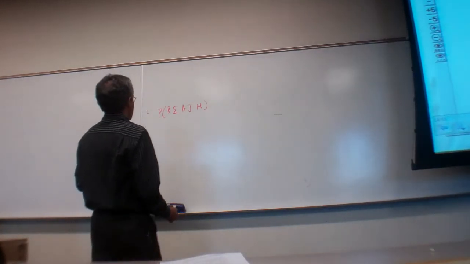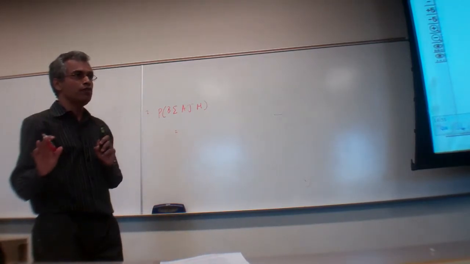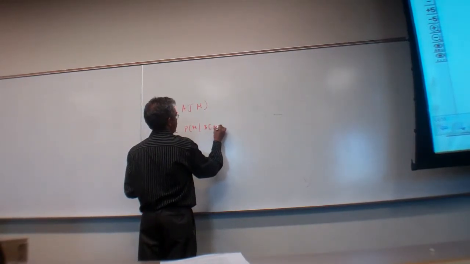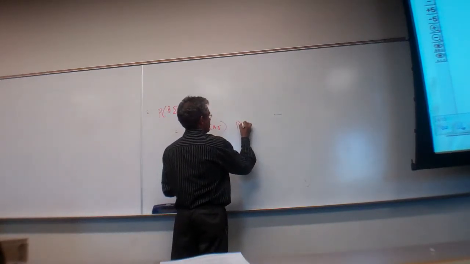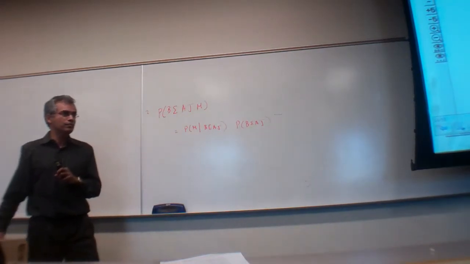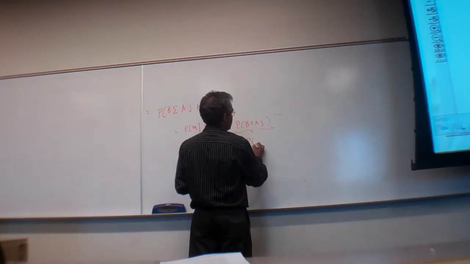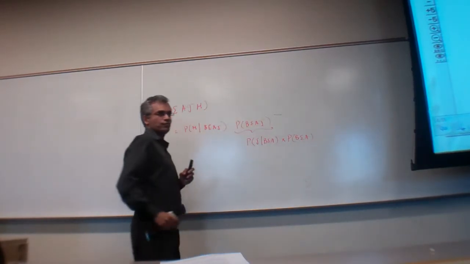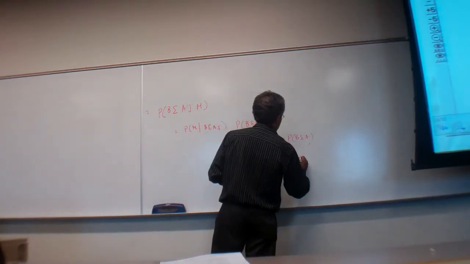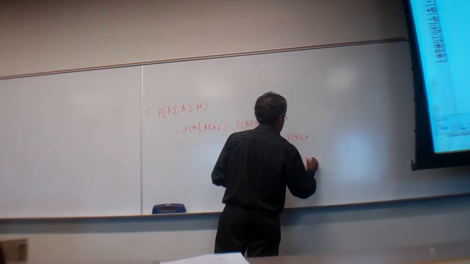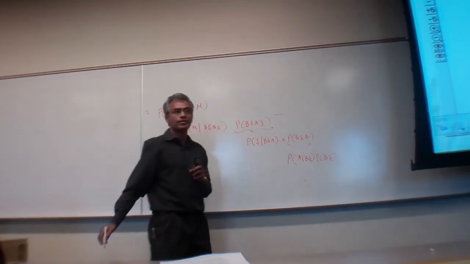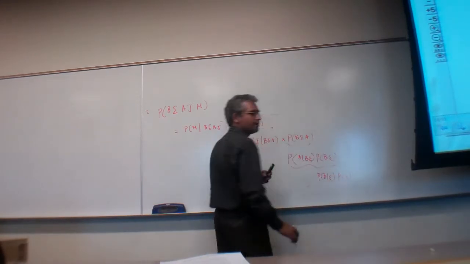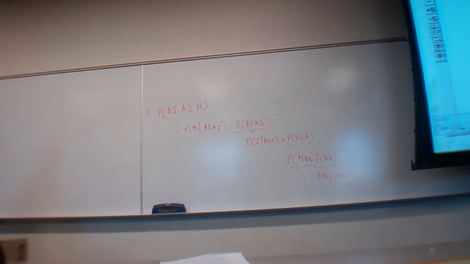Okay? Right? I can write this using just the chain rule as P(M given B, E, A, J) times P(B, E, A, J), which I will write as P(J given B, E, A) times P(B, E, A), which then I will write as P(A given B, E), you're catching on, times P(B, E), which I will write as P(B given E) times P(E). Okay? So I can get you this number.